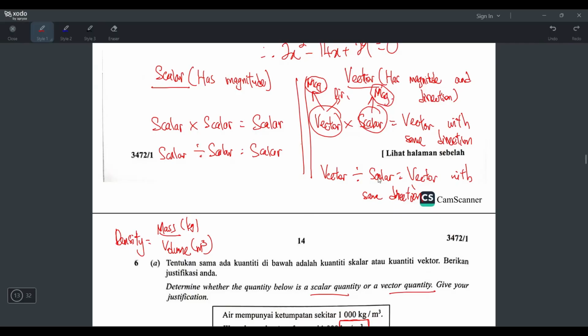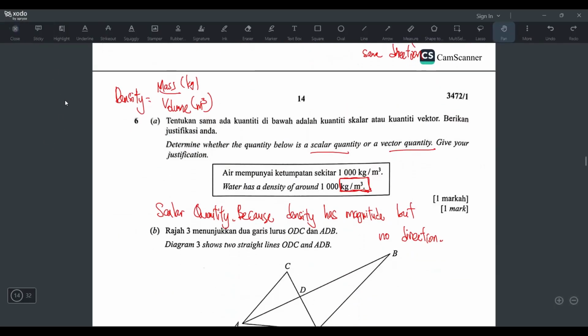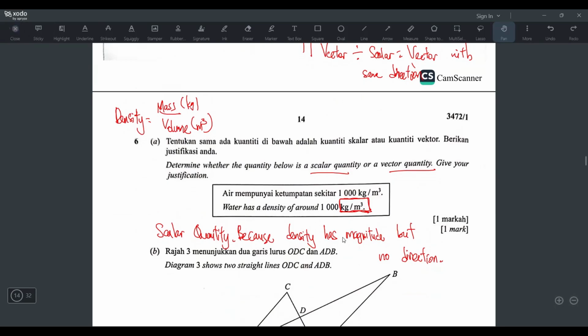The same logic applies to vector divided by scalar, but of course the magnitude value will change to another value. So with vector times scalar, the magnitudes multiply, but you end up getting a vector quantity with the same direction. Okay. So judging by this, you understand now why density is scalar, right? Because mass is scalar, volume is also scalar. So scalar divided by scalar, you get scalar.